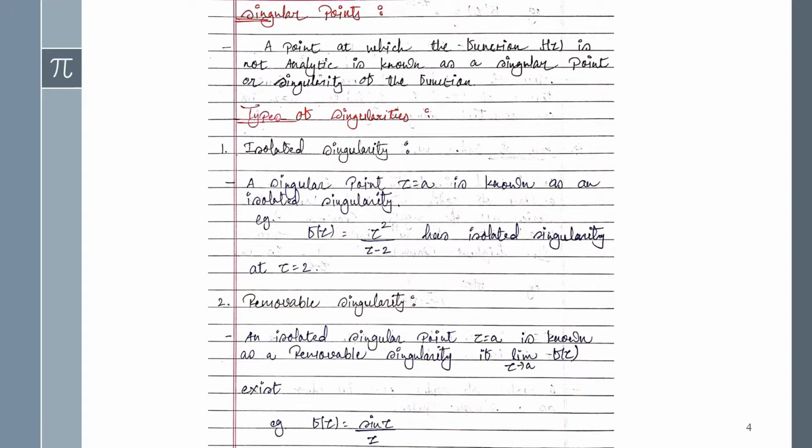The definition is: a point at which the function f of z is not analytic. The function f of z that will be given in the equation. If the function f of z is not analytic there, then it is known as a singular point. To understand singular points, first it's necessary to know what an analytic function is. If you don't know analytic functions, then you can't say what a singular point is.